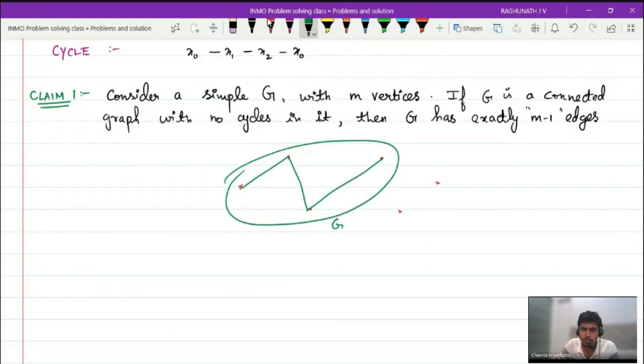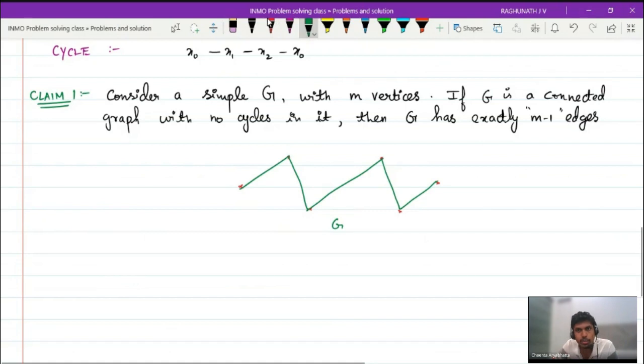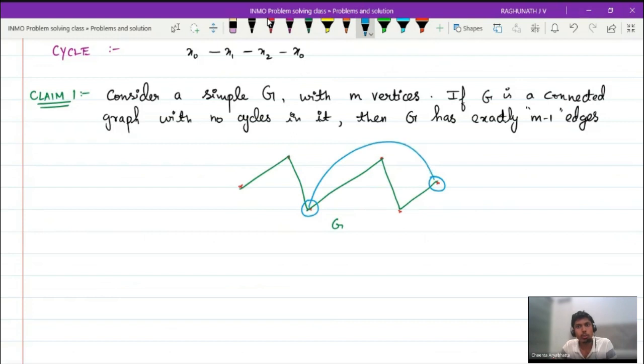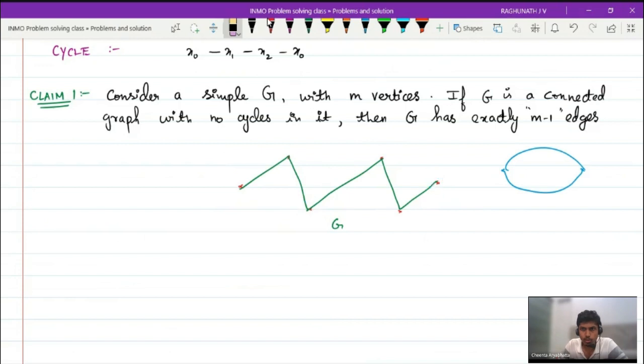And after this, you will be exhausted with all the m minus 1 edges. And since this graph is connected, there exists a path between any two vertices, right? So if you have any more edge connecting any two vertices, then you are forming what? An alternative path, which means there is a cycle. So between 2 points, if there are 2 paths, then there is a cycle. So that's why m minus 1 edges are there. Now going to our claim 2.